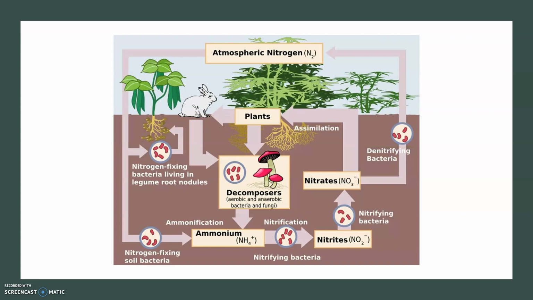As with other cycles, the nitrogen in the nitrogen cycle doesn't necessarily move in a circle. It does cycle through the soil, living things, and the atmosphere.